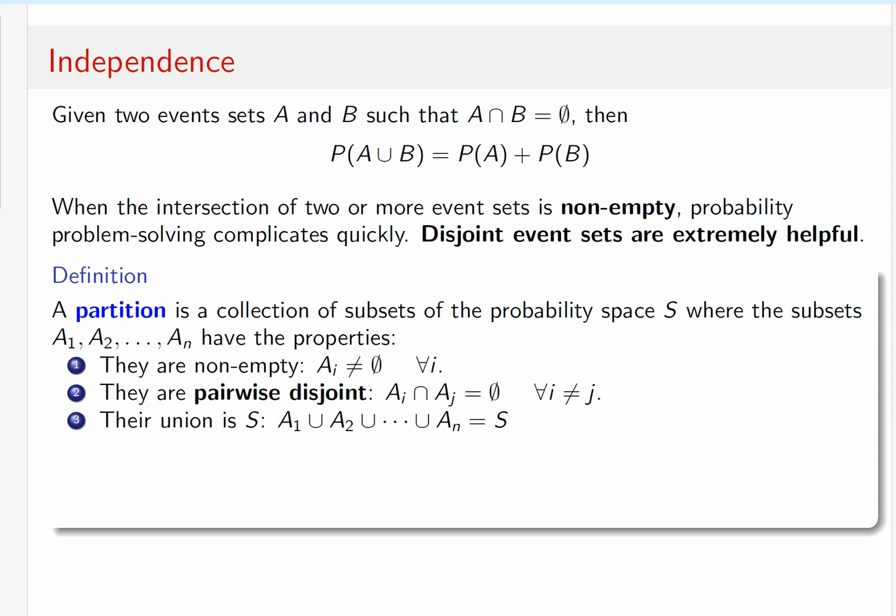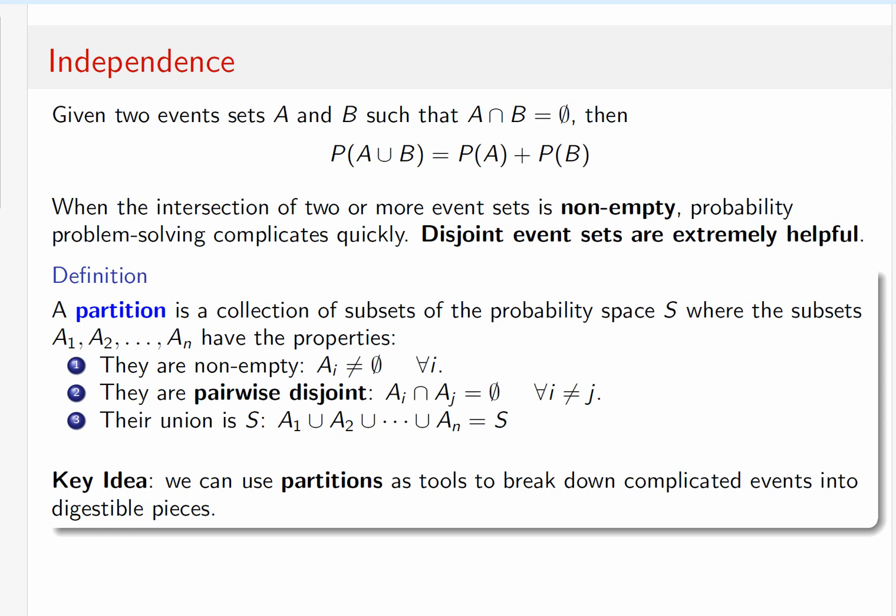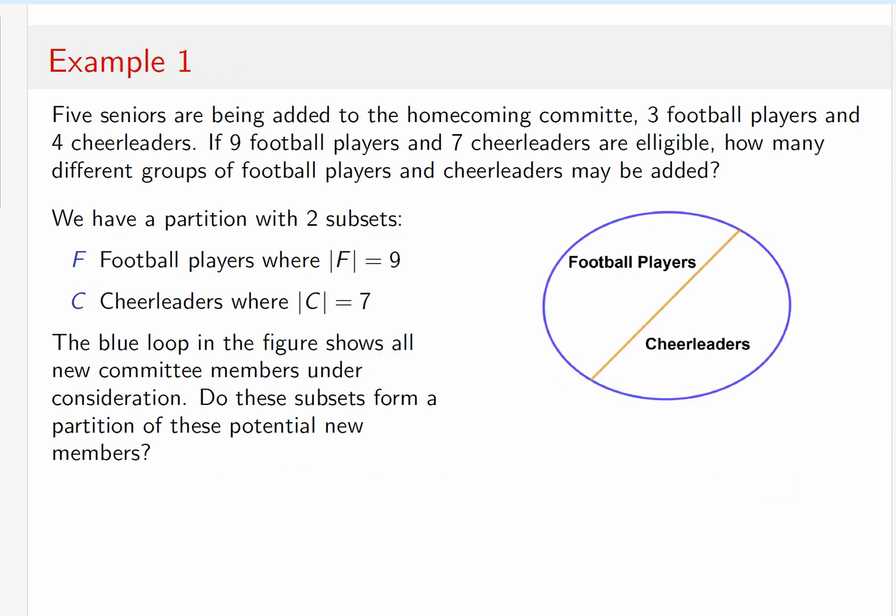Okay. And the third thing is that the union is the whole space, right? The whole sample space. And of course, the four suits do comprise the entire deck. So that's what we're talking about in terms of a partition. They're often implicitly built into a probability problem. But the idea is that we can use these partitions to break down more complicated events into more easily digestible pieces.